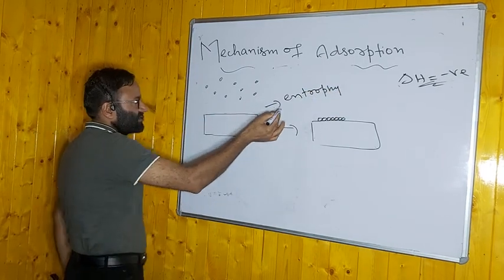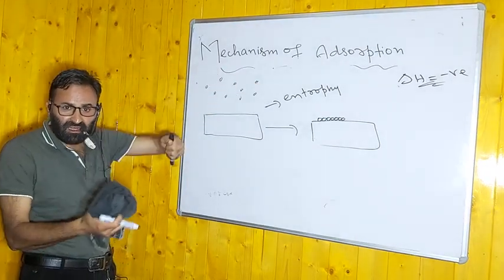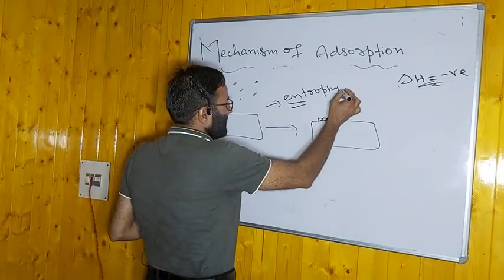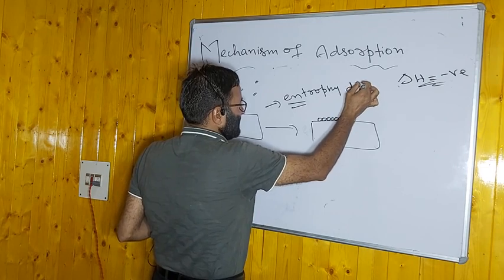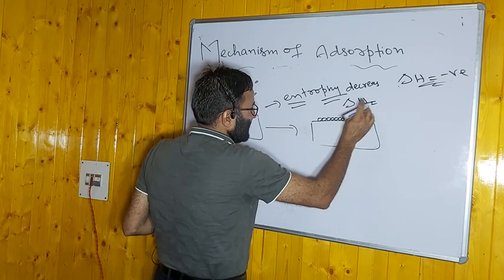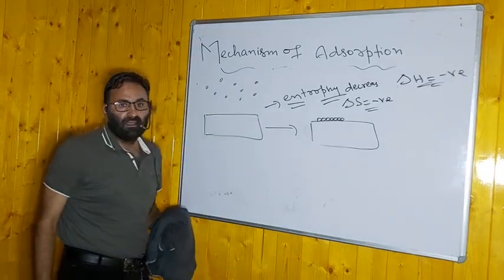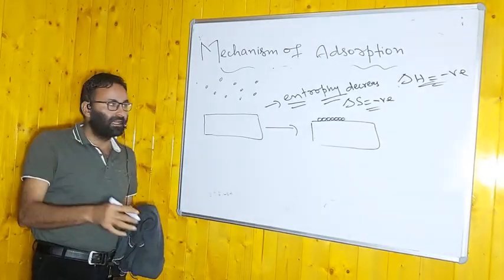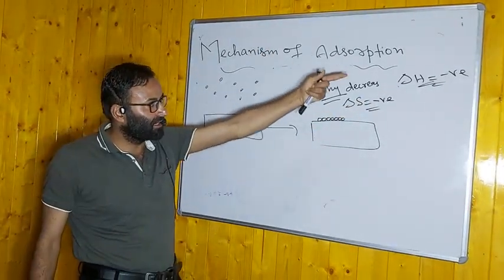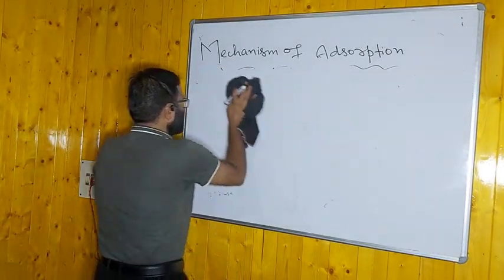When the randomness decreases, entropy will also decrease. Entropy is a measure of randomness. Greater the randomness, greater will be entropy. But when there is adsorption, randomness gets decreased, which leads to a decrease in entropy. When entropy decreases, it means delta S, the entropy change, will also be negative. It means that the adsorption process is accompanied by decrease in enthalpy as well as decrease in entropy. Delta H is negative, delta S is also negative.